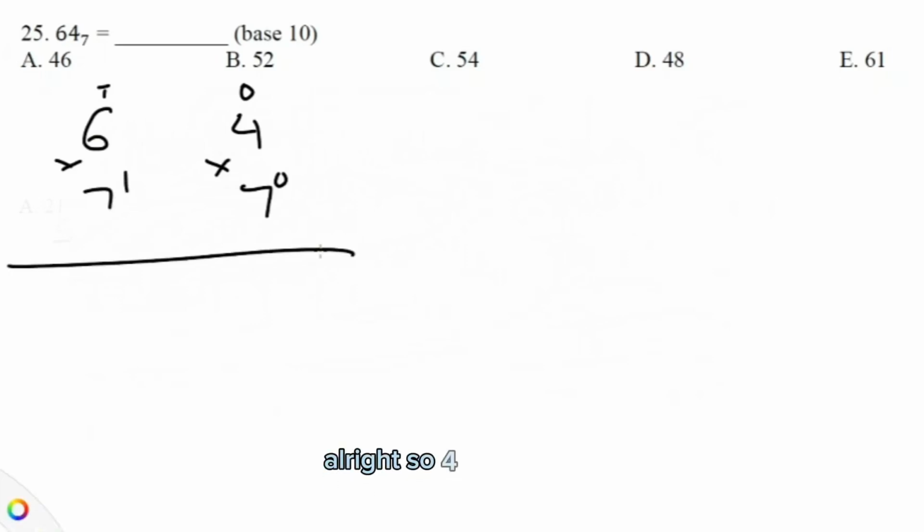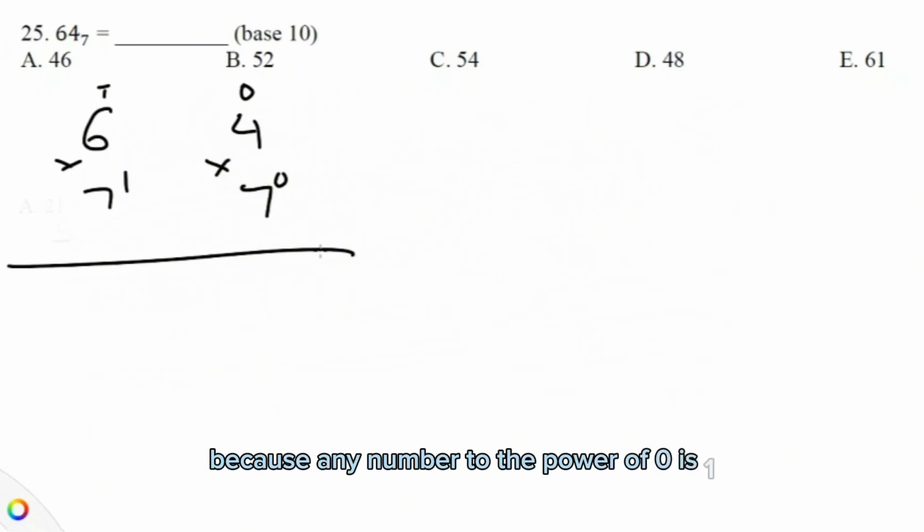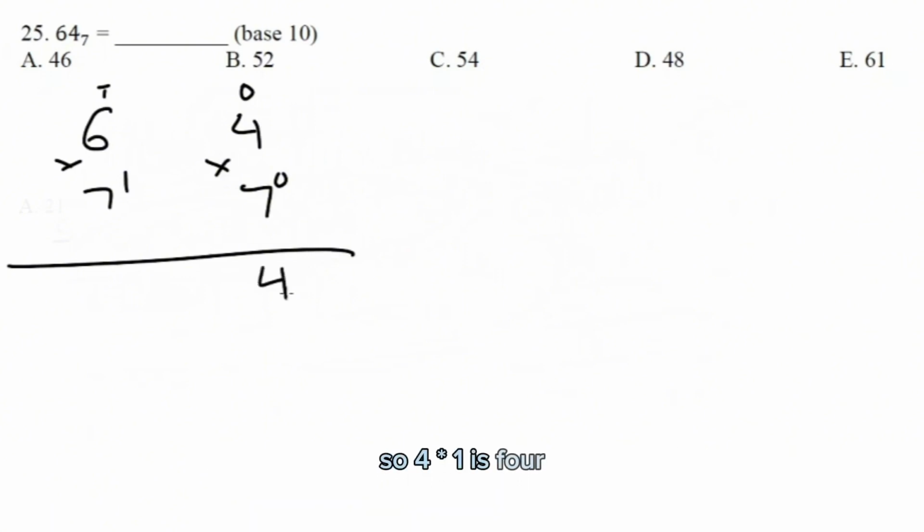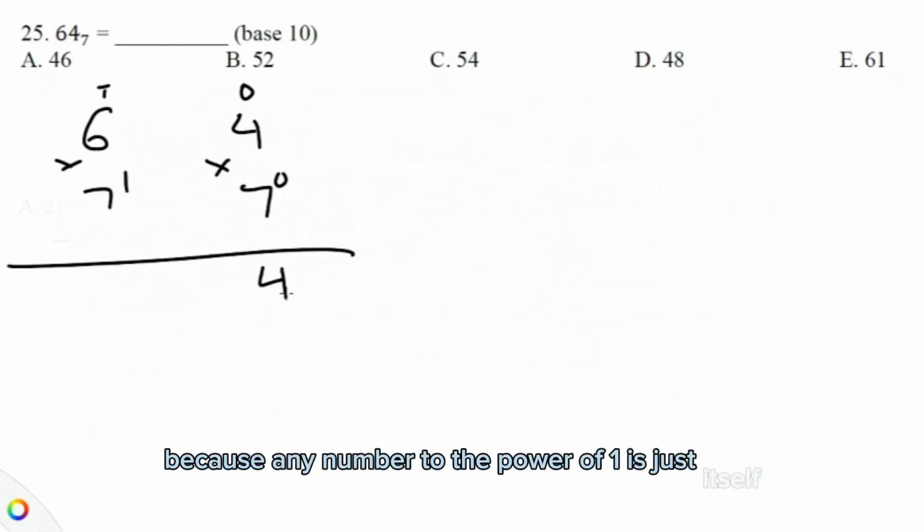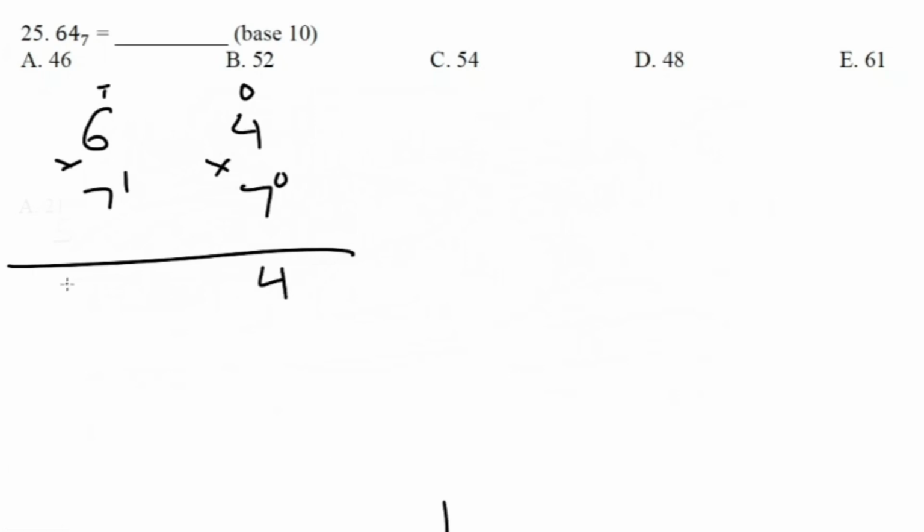So 4 times 7 to the power 0. 7 to the power 0 is just 1, because any number to the power of 0 is 1. So 4 times 1 is 4. Next, 6 times 7 to the power 1. 7 to the power 1 is just 7, because any number to the power of 1 is just itself. So that becomes 6 times 7, which is 42. And now you just add 42 and 4, and that gets you 46.